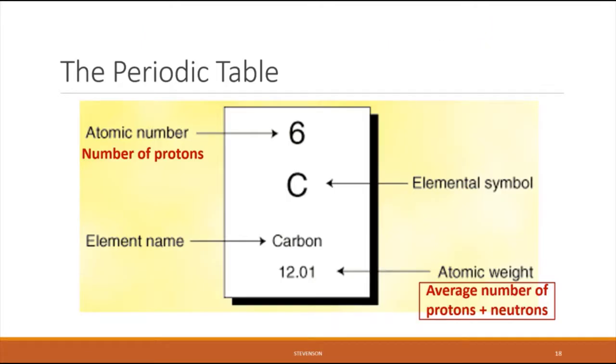Now let's get back to that average atomic weight that was a little bit troublesome because it was 12.01. So the question that we have in our minds here is, why is this number not a whole number? Well, it's because this is the average number of protons and neutrons in atoms of carbon. Atoms of the element carbon have an average atomic weight of 12.01.